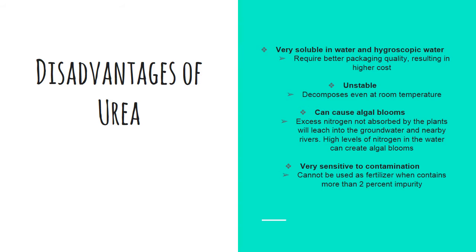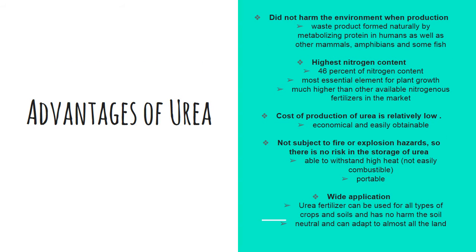Urea can cause algae blooms. Excess nitrogen that is not absorbed by the plants will leach into the groundwater and nearby rivers. High levels of nitrogen in water can create algae blooms. Urea is also very sensitive to contamination, so it cannot be used as fertilizer when it contains more than 2% impurity.